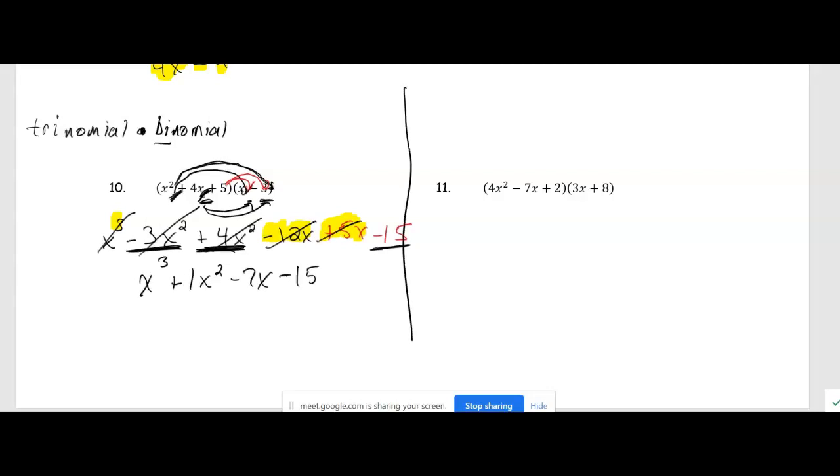All right, last one, number 11. Go through that, same thing, trinomial by binomial. See if we can get through that completely, and we'll call it a day.